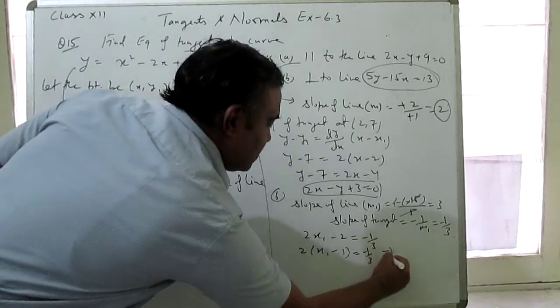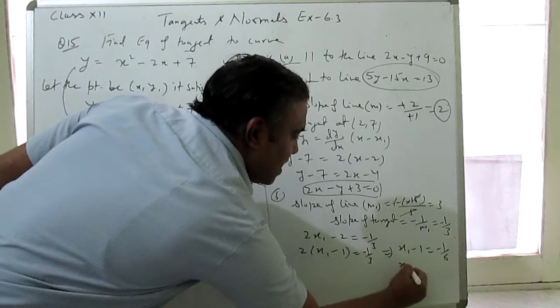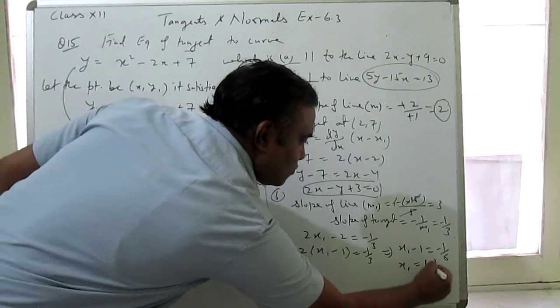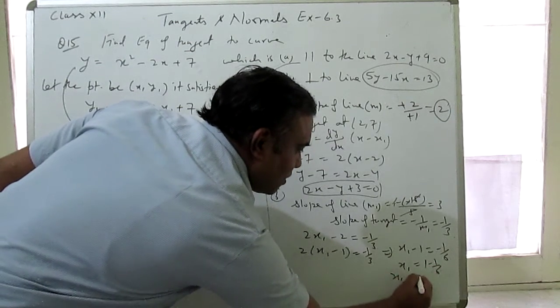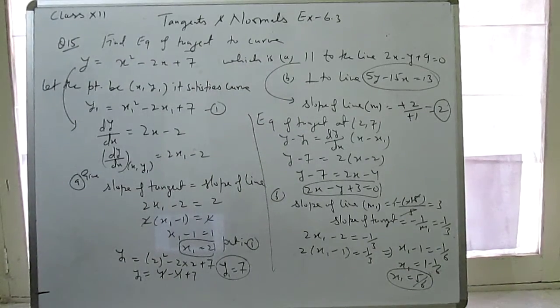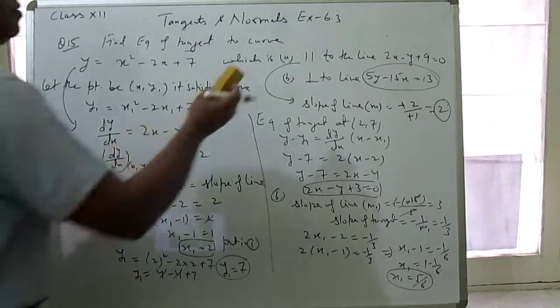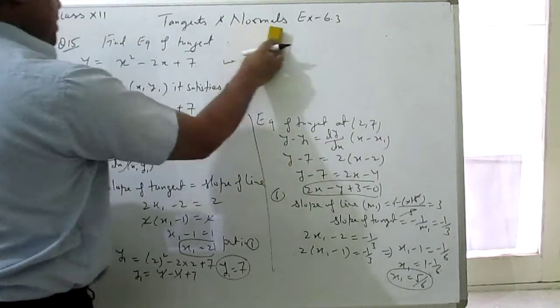Now take 2 common, so x1 minus 1 is equal to minus 1 by 3. So this implies x1 minus 1 is equal to minus 1 by 6, x1 is equal to 1 minus 1 by 6, then x1 is equal to 5 by 6. x1 क्या आ गया, 5 by 6. So x1 is 5 by 6. Now the remaining part I will do here.